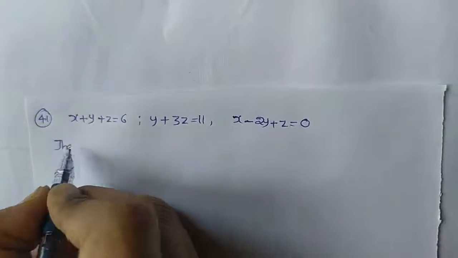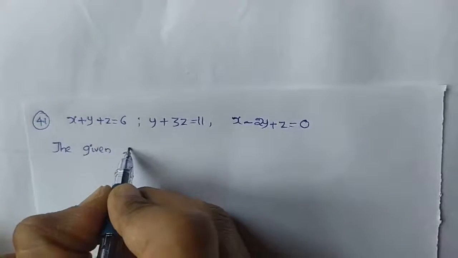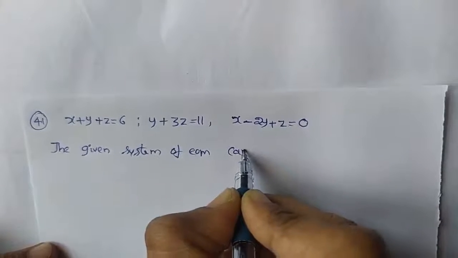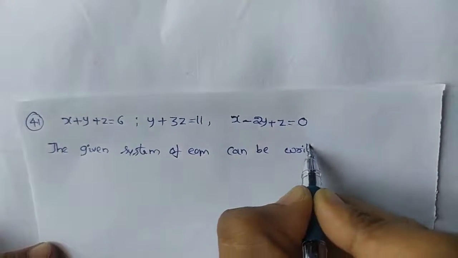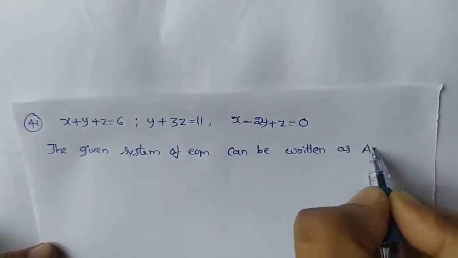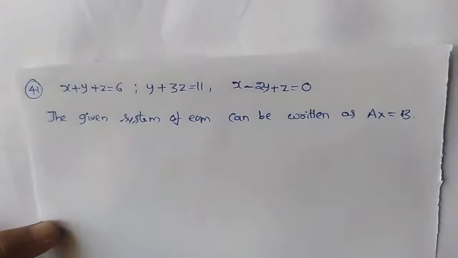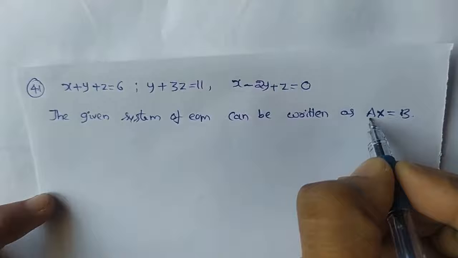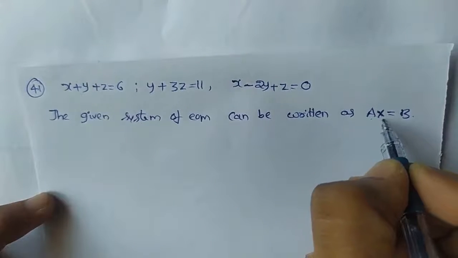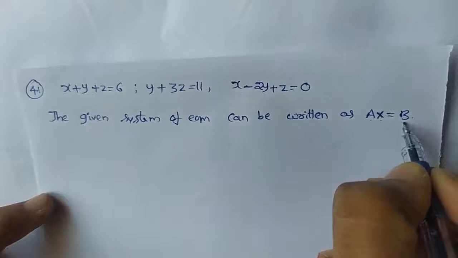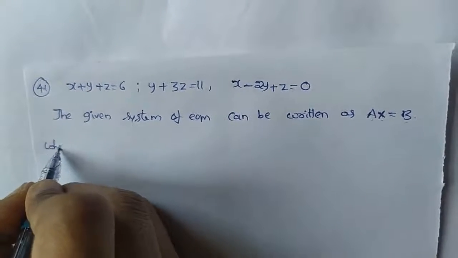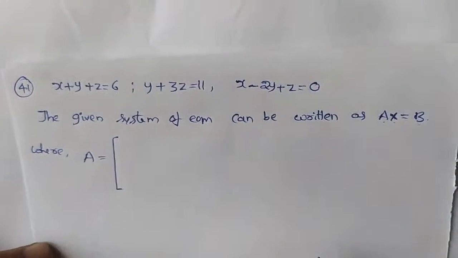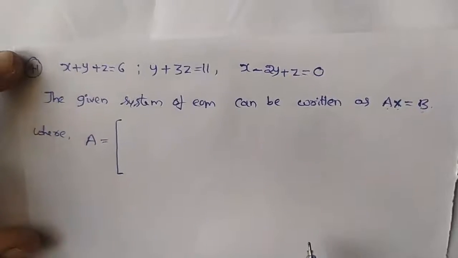First, the given system of equations can be written as AX = B. Let us write the given system of equations in this form. A is the coefficient matrix, X is the variable matrix, B is the constant matrix, where the matrix A equals, the coefficient matrix.